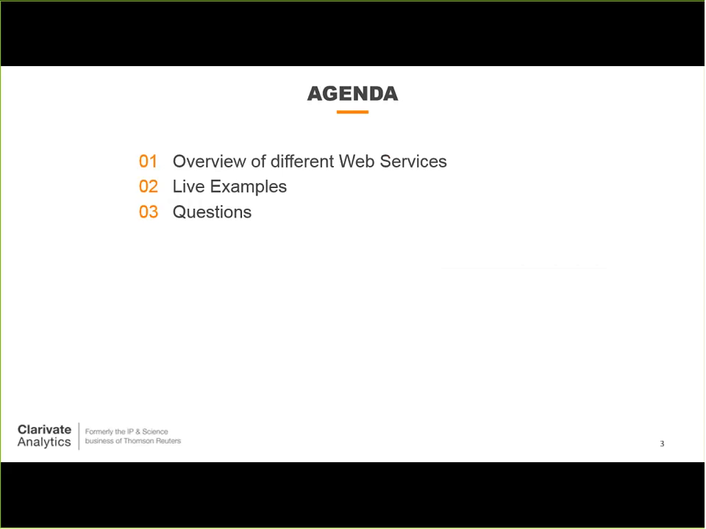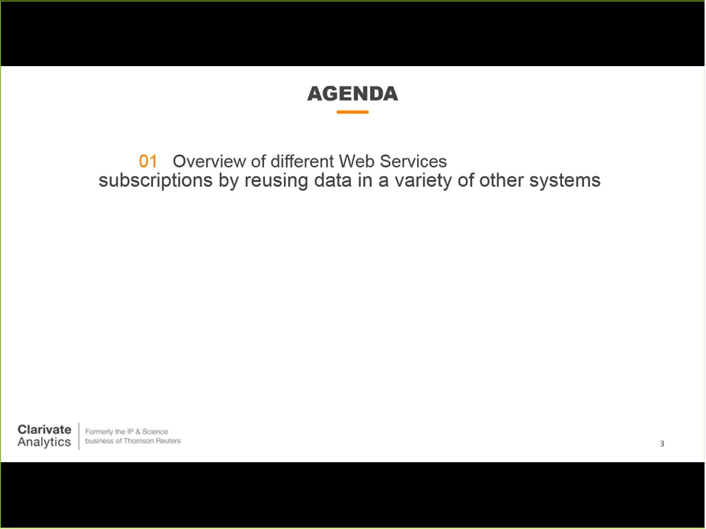So today I'm going to talk to you about the web services we have for government and academia. We're going to quickly have an overview of the different web services that we have available, and then we're going for some live examples. I'm actually going to use some software, in this case Postman, to make some requests to the web services so that you can actually see the data that is coming from those web services. And then we'll have, as we said before, some time for questions.